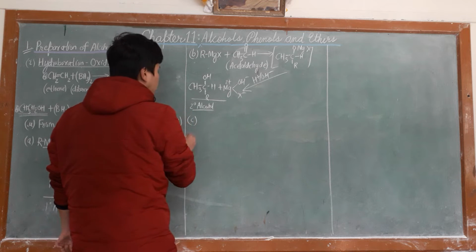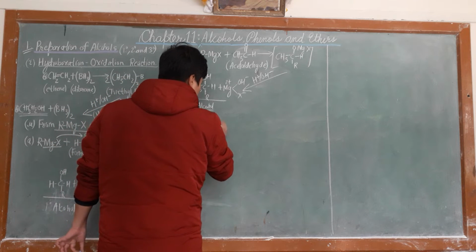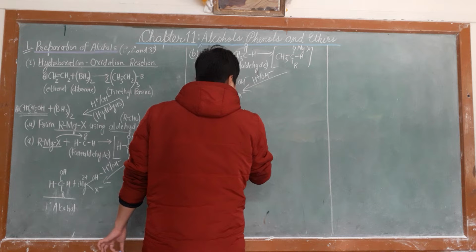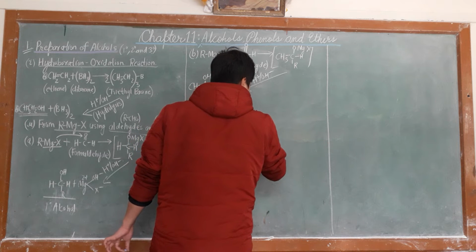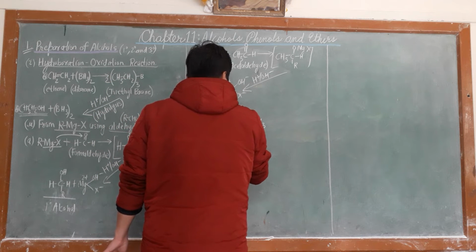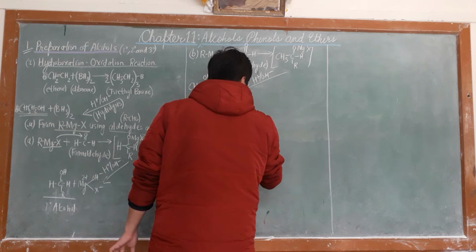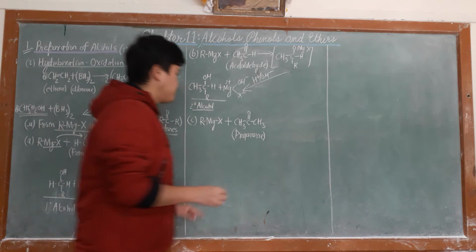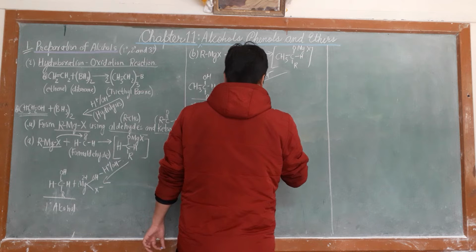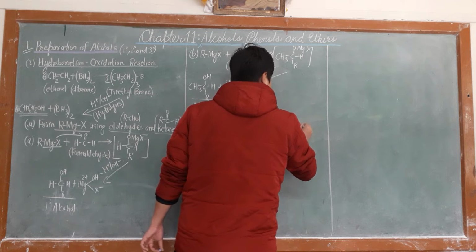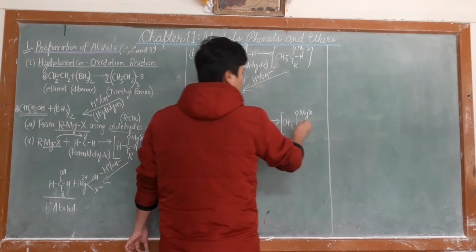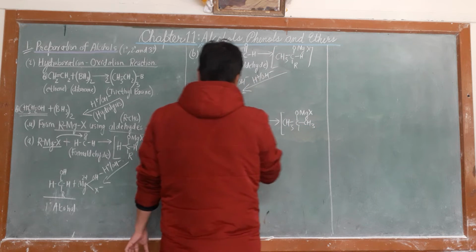Now, the reaction of RMgX with a ketone. That is your acetone. Okay, the common name is acetone, and the IUPAC name is propanone. In the reaction, first you will get an intermediate, where the C double bond O becomes C single bond O MgX, with CH3 groups and R attached.